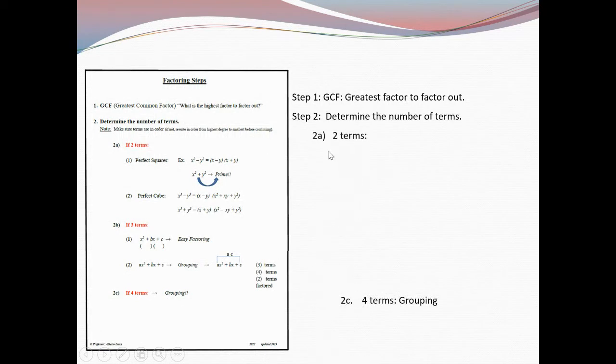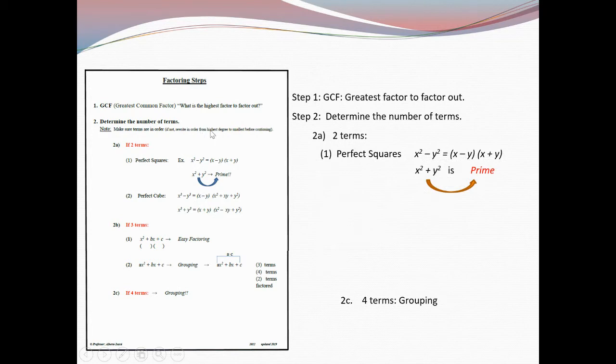So what's next? 2 terms. 2 terms is either perfect squares or perfect cubes. So I'm going to do the perfect squares first. If you have perfect squares, x squared minus y squared is equal to x minus y and x plus y. And if it's a plus, it's going to be prime. It cannot be factored.